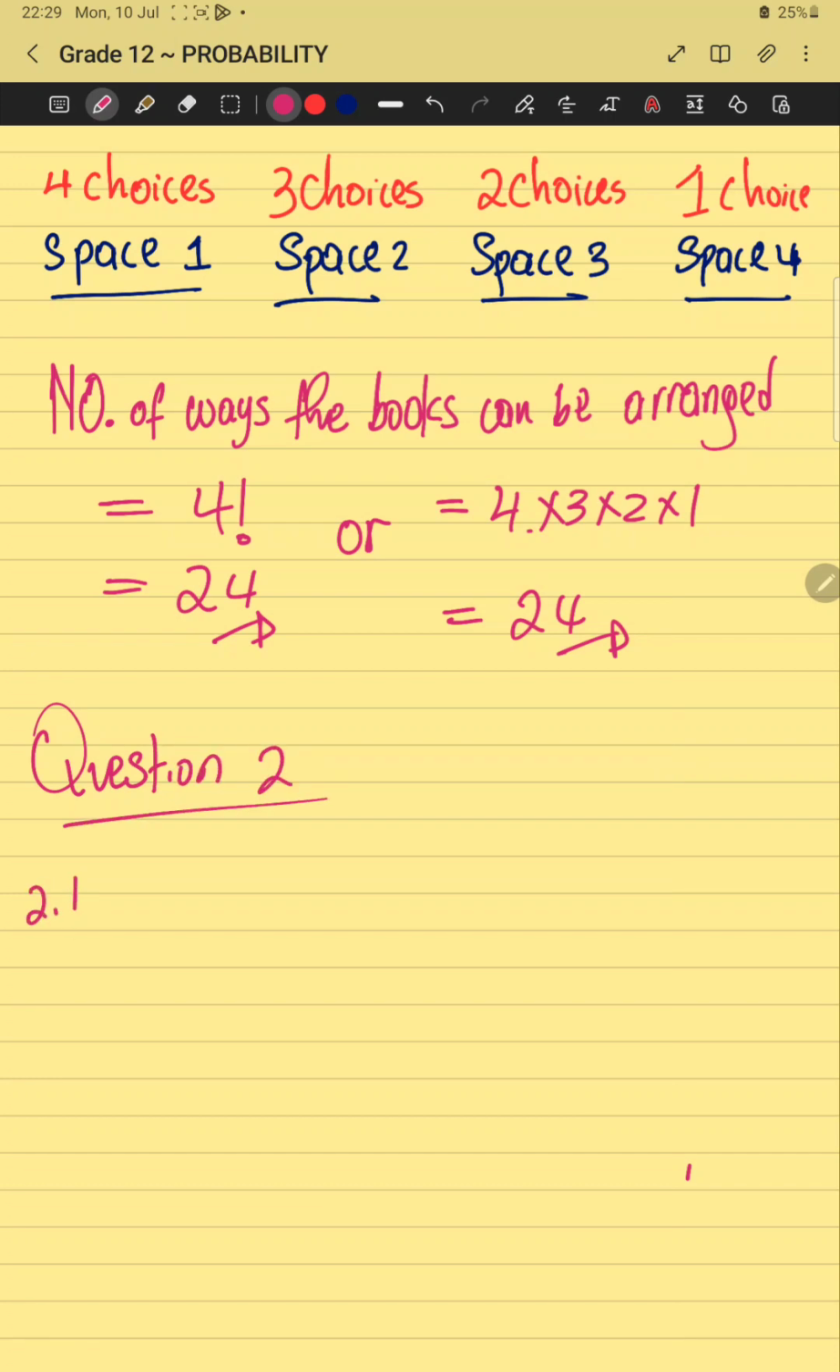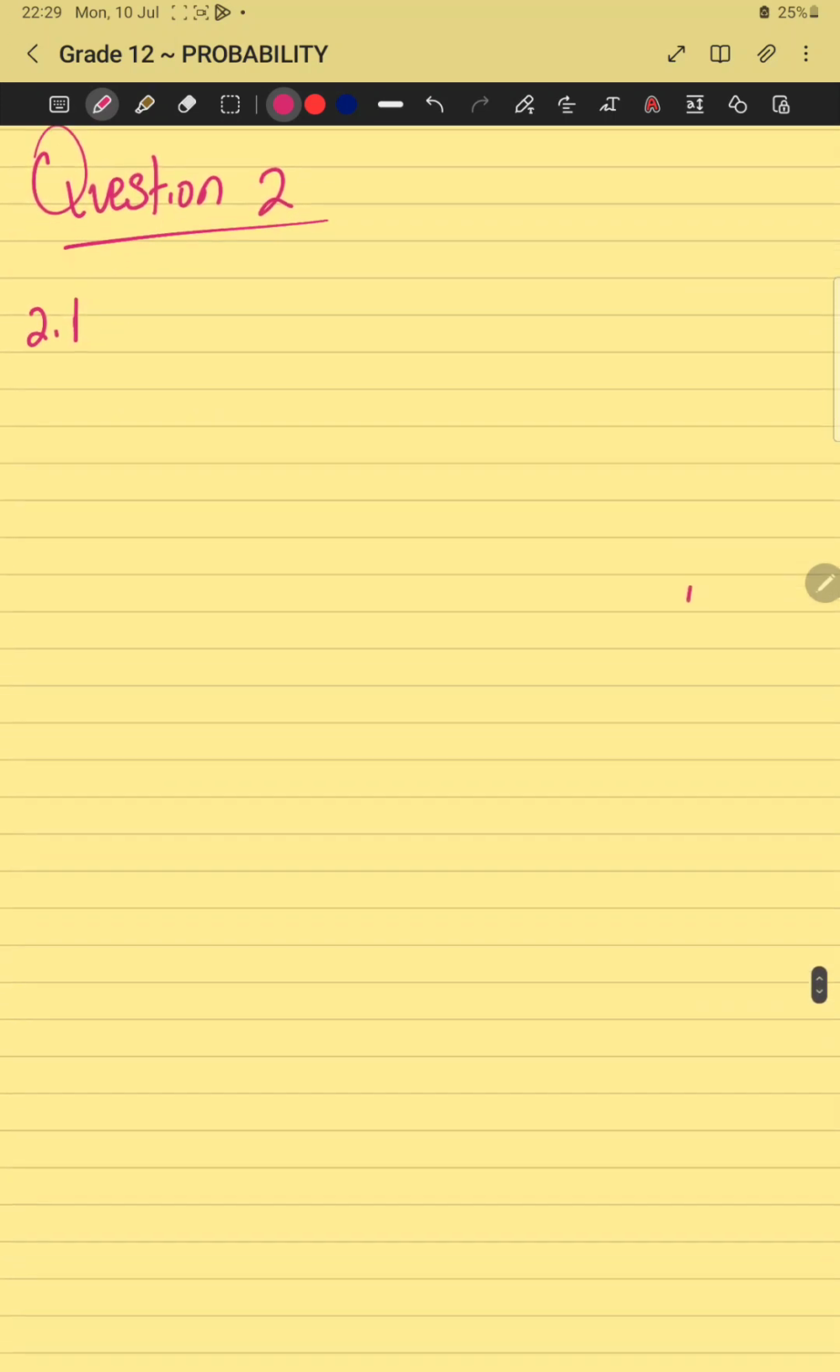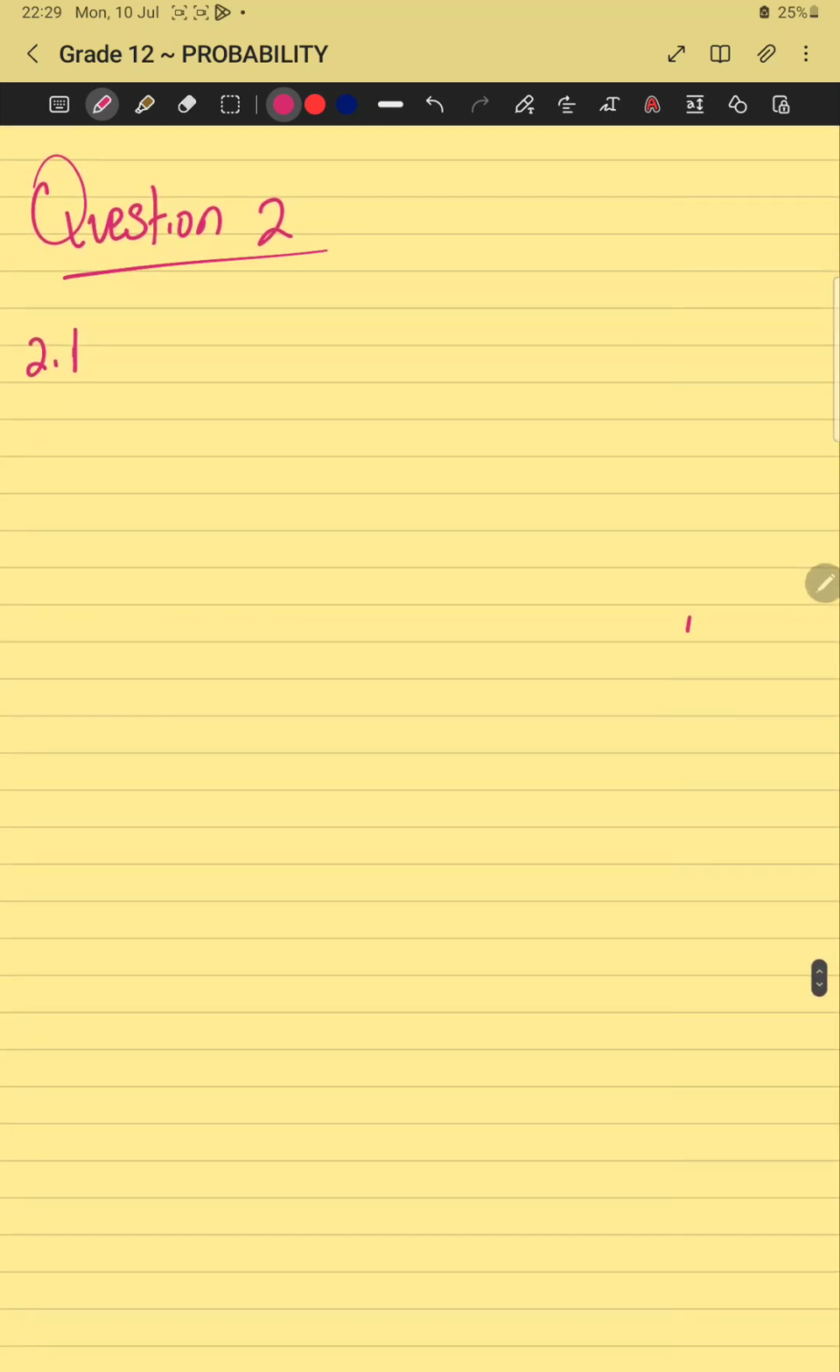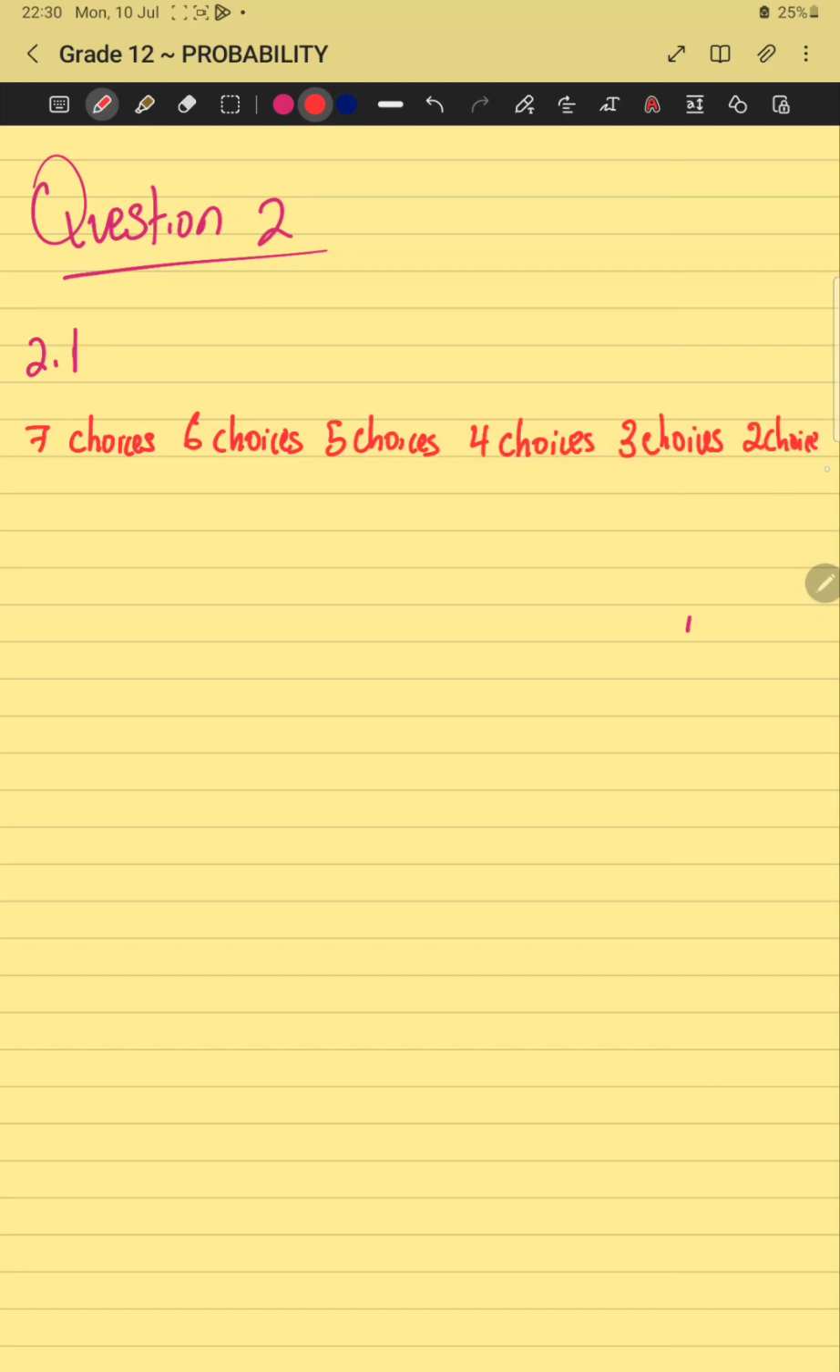So that is 2.1. Let me also analyze this one. What we're going to do is, we've got 7 choices, 6 choices, 5 choices, 4 choices, 3 choices, 2 choices. Because of the space here, let me cut this and start here. Let me just say 3 choices, 2 choices, and 1 choice. I want to analyze this part clearly.